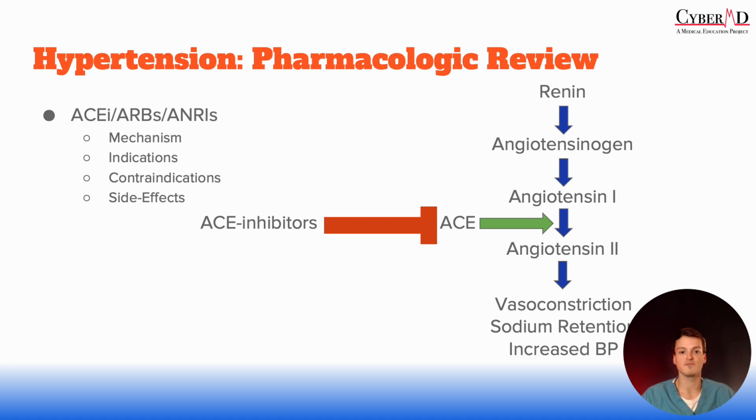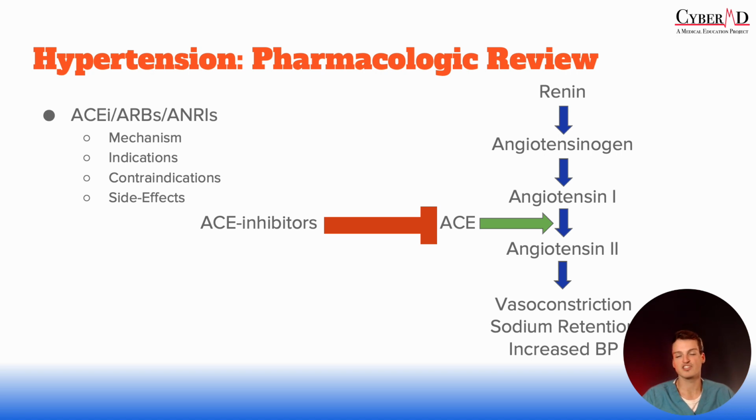ARBs selectively block the binding of angiotensin II to the AT1 receptor, and that blockade prevents the vasoconstrictor and aldosterone-secreting effects of angiotensin II. So unlike ACE inhibitors, ARBs do not increase bradykinin levels. That's going to be a major difference based on the mechanism of action. These are going to be used again in patients with hypertension and heart failure, in patients who have had a recent myocardial infarction, and they're also going to be used in patients with chronic kidney disease.